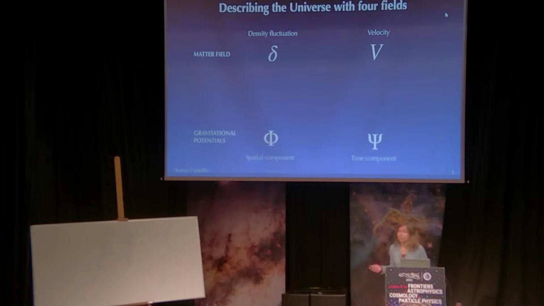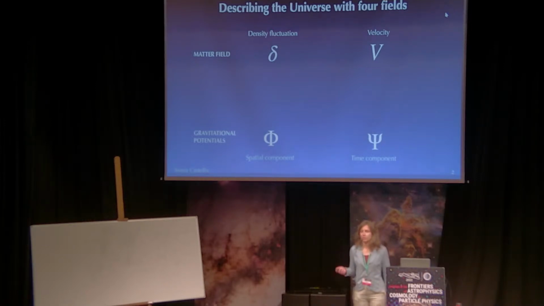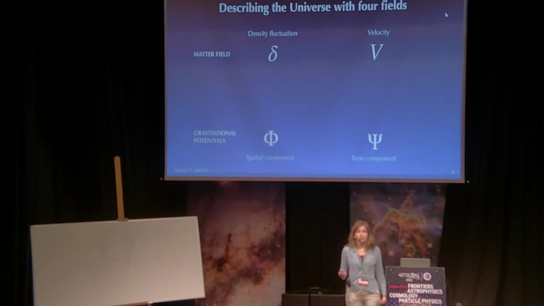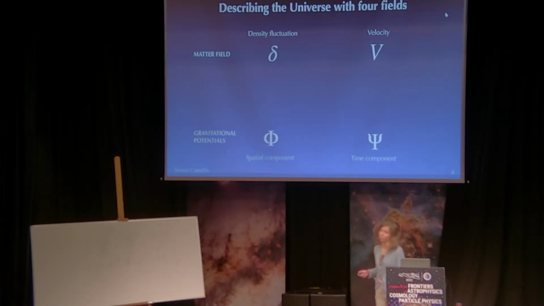In order to do this, I'm interested in looking at the universe on very large scales. On these large scales, it is possible to describe the universe in the context of cosmological scalar perturbation theory, and we already saw this morning, during the dark energy lecture, that there are 4 key ingredients that allow us to do this, which are 4 fields. We have 2 fields related to the matter content of the universe: a density fluctuation and a velocity field. And then we have 2 gravitational potentials that describe the geometry of space-time, a spatial component and a time component.